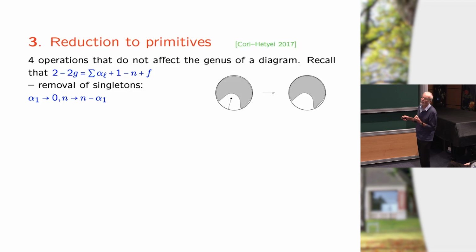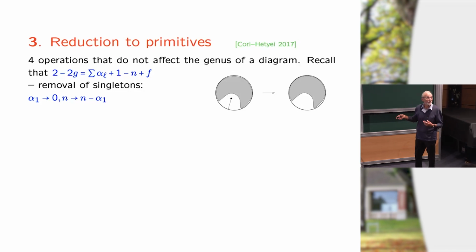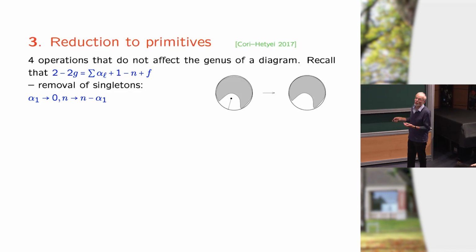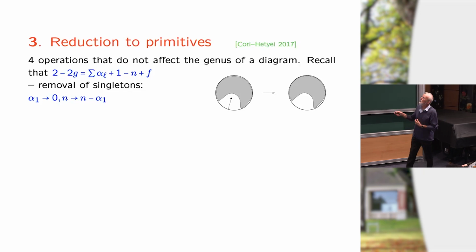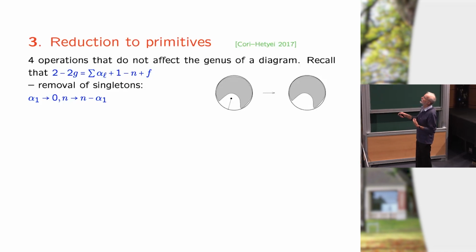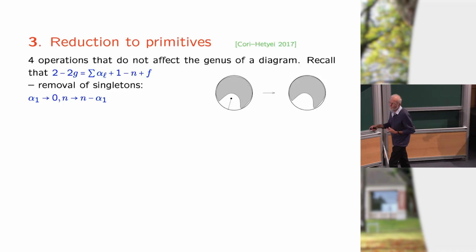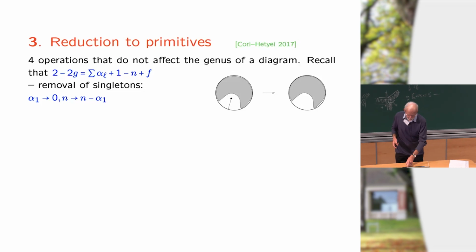It's a removal of singletons. It's clear that if you remove a singleton, remember how I was computing the genus, the number of faces will not change, so therefore everything else is reduced by 1, or by alpha 1 if there are alpha 1 singletons, and therefore the genus is not modified. Remember this formula. Okay, so that's a trivial one.